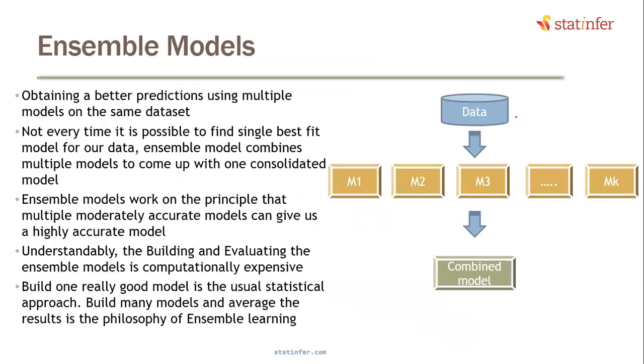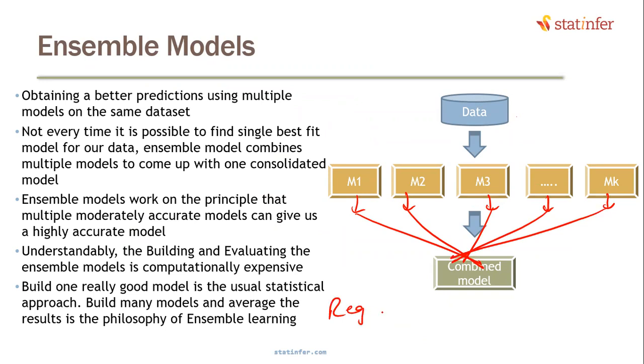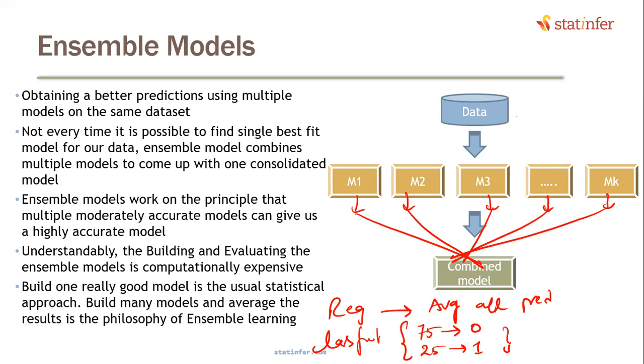What are ensemble models? Take the data, build multiple models, and take the prediction from each model. If it is regression, how do you combine all the predictions? In regression, you can get one predicted value by taking the average of all predictions, isn't it? If it is classification, let's say you have 100 models, how do you do that? Out of these 100 models, let's say 75 models are saying class 0 and 25 models are saying class 1. Then the predicted value will be class 0, isn't it? Most of the models are predicting it to be 0. The prediction will be 0.